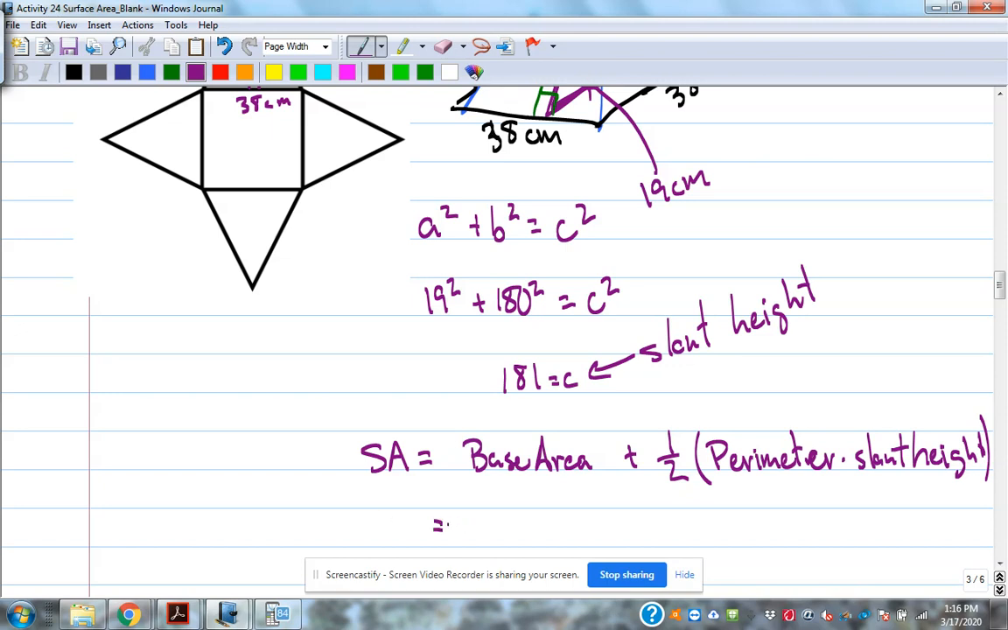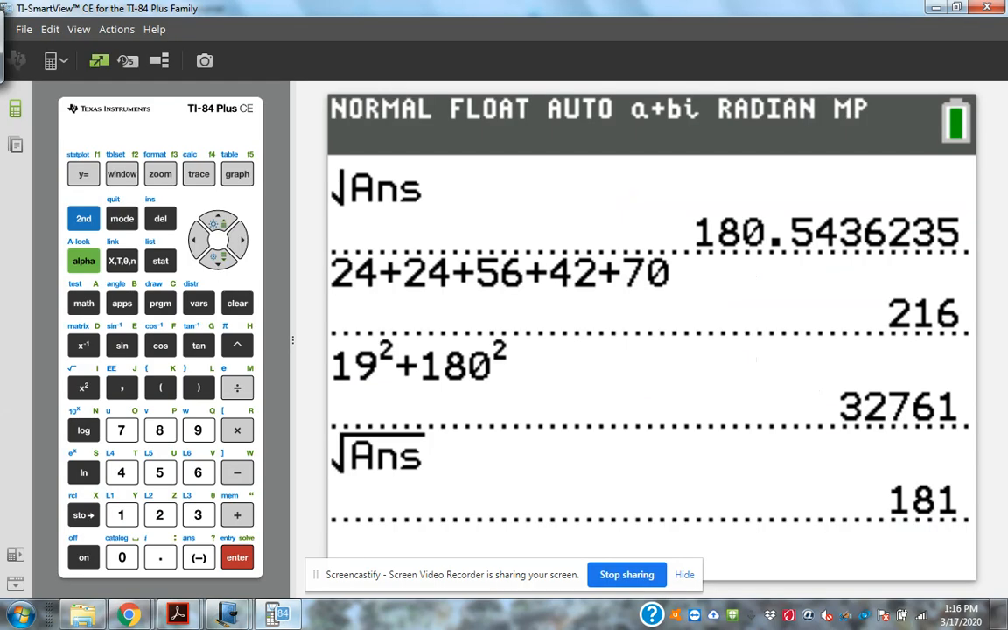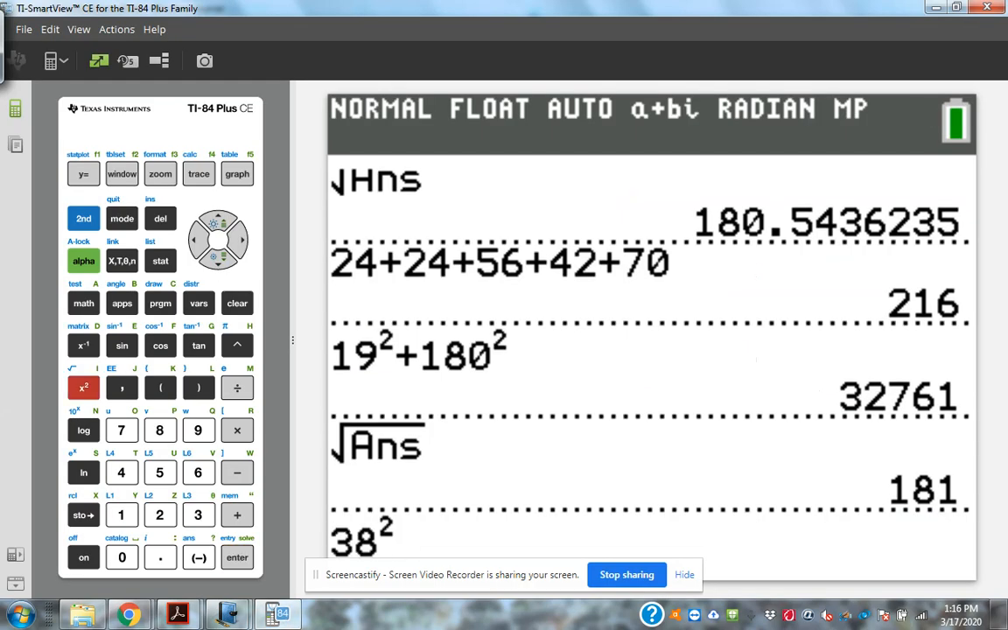I know the base area would be found by length times width on the square. So that's going to be 38 times 38. And then the 1/2, the perimeter is going to be 38 times 4. The slant height we found to be 181. Working that out, I'm just going to go to the calculator. 38 squared plus 0.5 times 4 times 38 times 181.